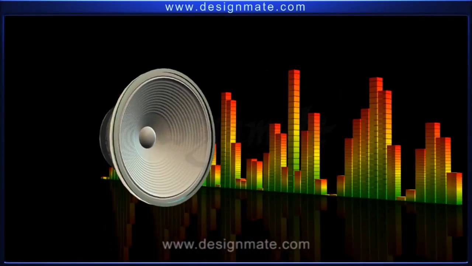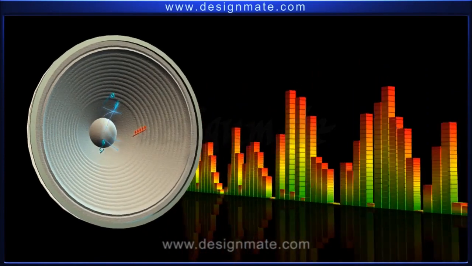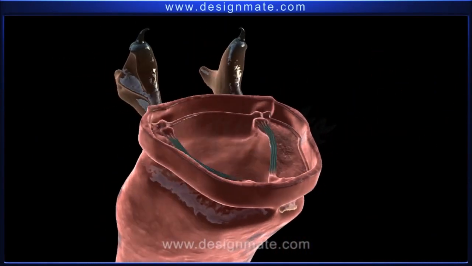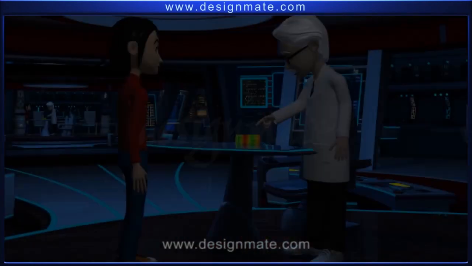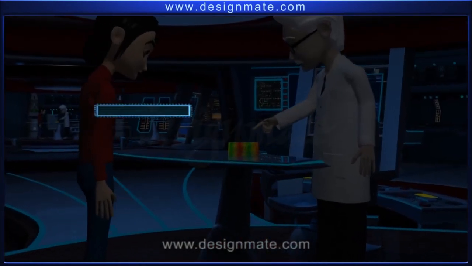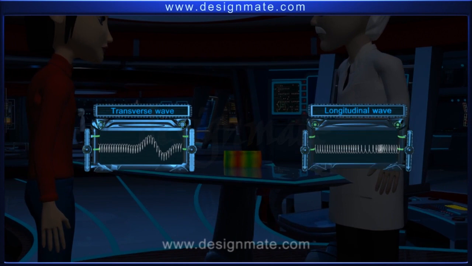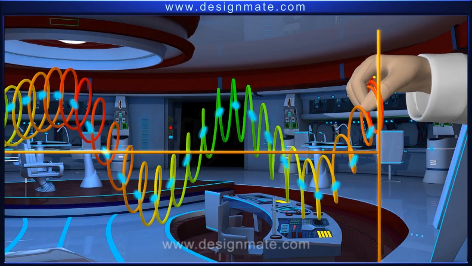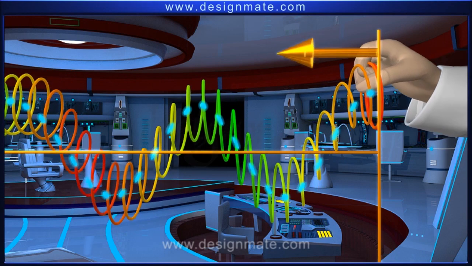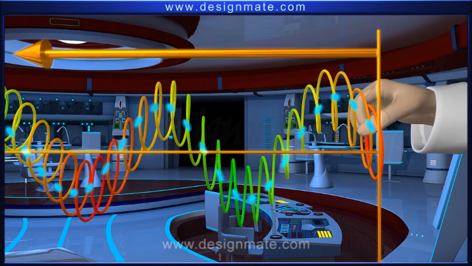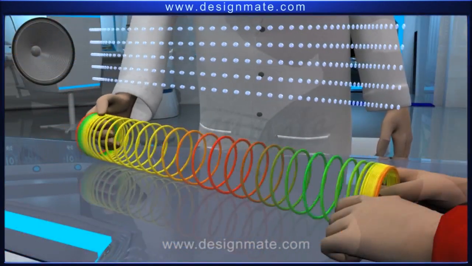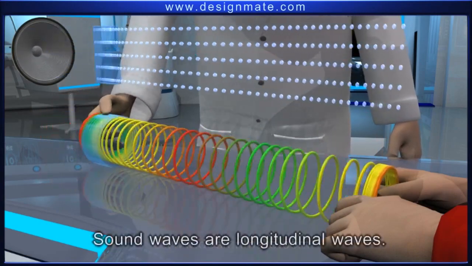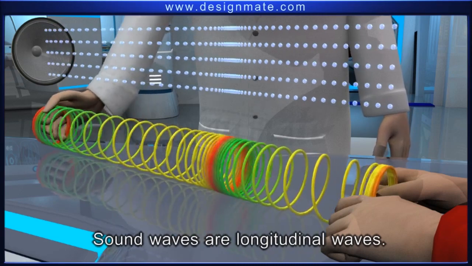Summary: every sound is produced by a vibration. Vibrations are produced by our vocal cords when we speak. There are two types of waves: transverse wave and longitudinal wave. In a transverse wave, the particles vibrate at a right angle to the direction of the wave. In a longitudinal wave, vibrations are parallel to the direction of the wave. Sound waves are longitudinal waves.